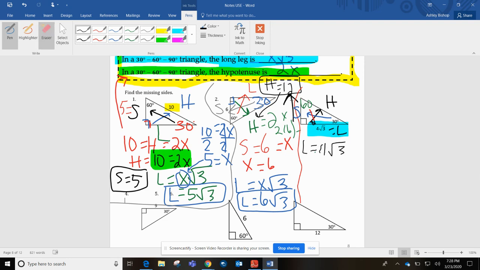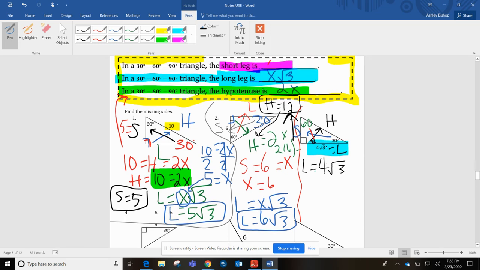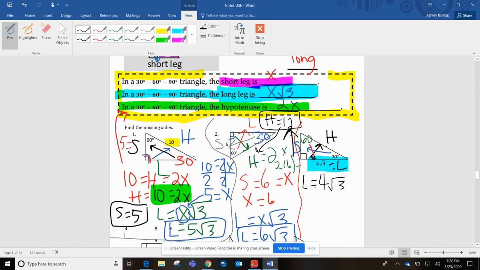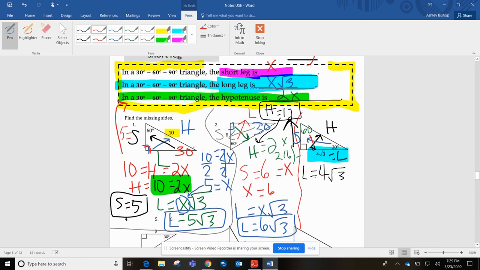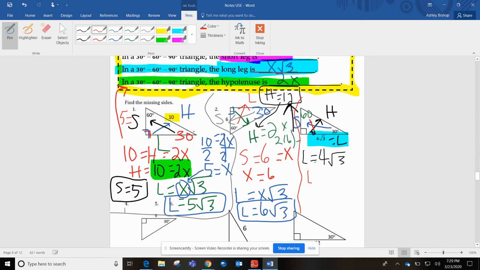That's a horrible 4. Let me fix that 4 so you know what that is. 4 times the square root of 3. Okay, awesome. And now your next step is to go look at our rules. What do our rules say about the long leg? That means the long leg is x times the square root of 3. So let's just write that down. So my long is equal to x times the square root of 3.